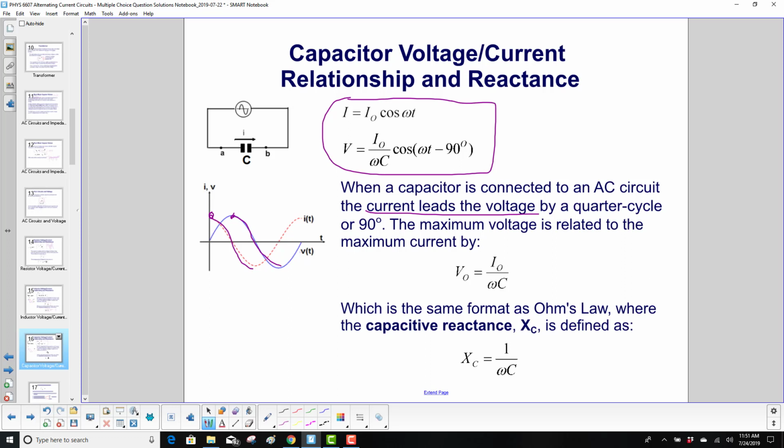The maximum voltage is related to the maximum current by V0 equals I0 over omega C. Again, same as Ohm's law, right? V is equal to IR, but this time the R analog will be 1 over omega C. This will be the capacitive reactance of the circuit.